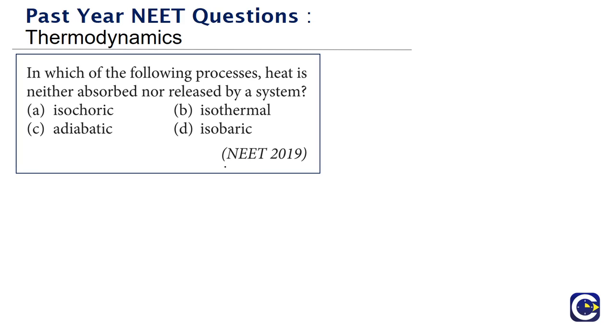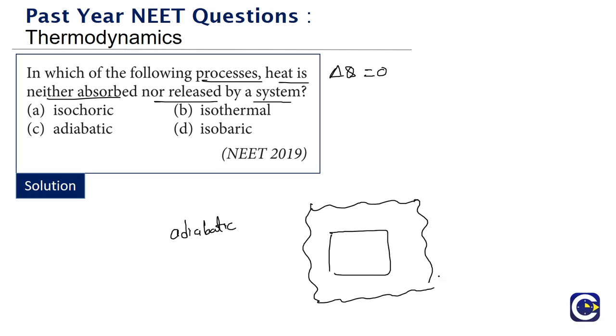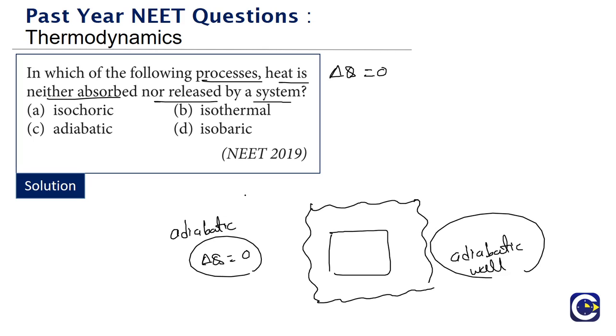It's a straight question. In which of the following processes heat is neither absorbed nor released by the system? Which means the heat exchange delta Q should be equal to 0. Now, if you look at an adiabatic process, the assumption is the system will be surrounded by what we call an adiabatic wall, and that would not allow the system to exchange heat with the surroundings. So delta Q for the adiabatic process will be equal to 0. So the correct answer for this is option C, which is the adiabatic process.